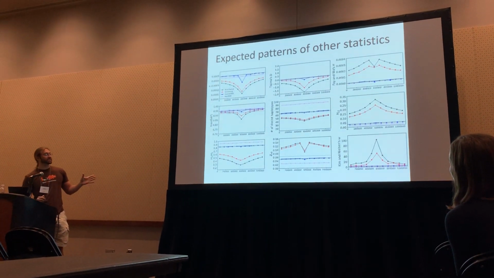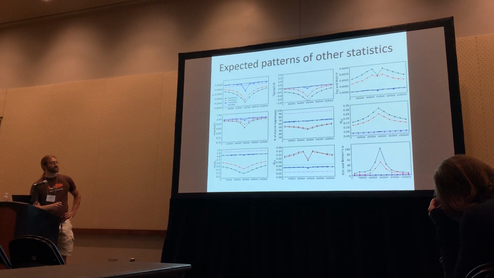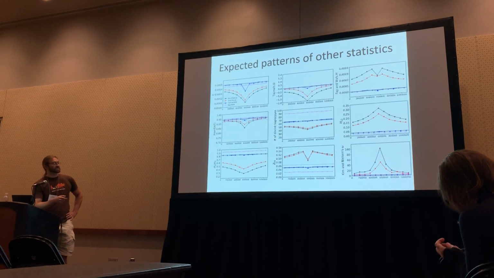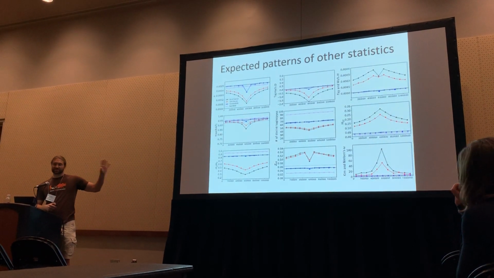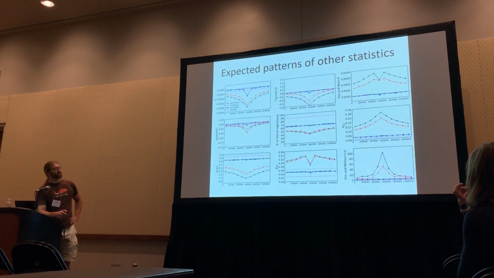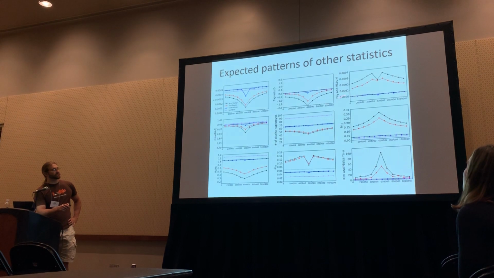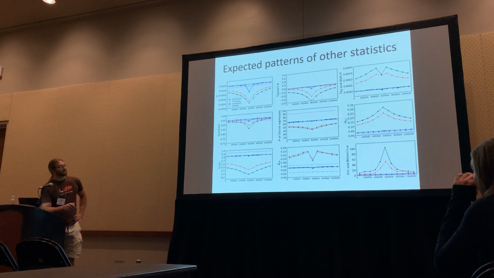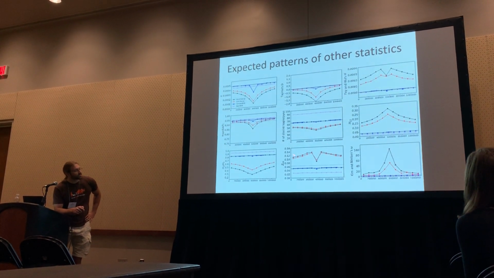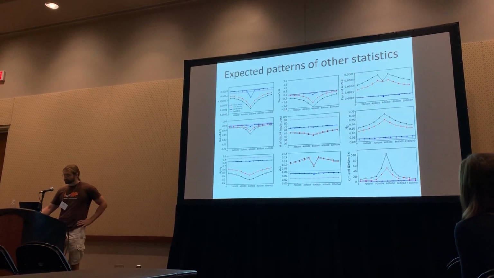Just looking at pi there, but there are many statistics that describe all aspects of diversity, and we can look at all of these. This is information overload. You don't have to look at every panel here. My point is just to show that we can and should be looking at not just pi, but also the site frequency spectrum, the amount of linkage disequilibrium, which is down here, haplotype diversity, all these different things.